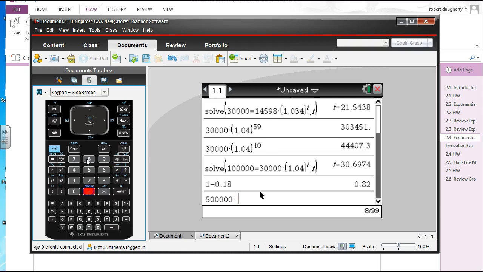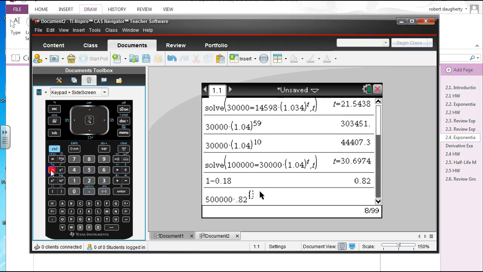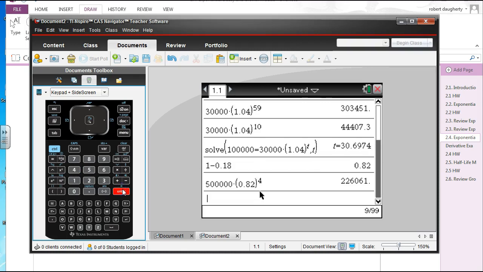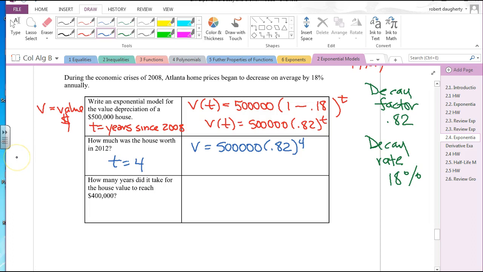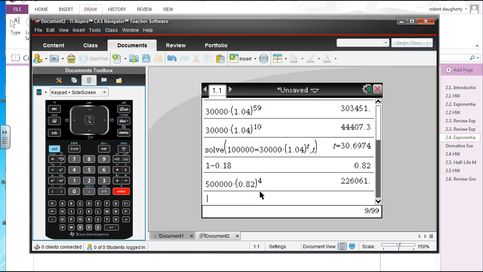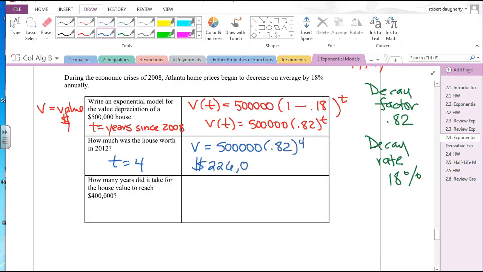500,000 times 0.82 raised to the 4th power is 226,061. Was that a good investment? A $500,000 house that 4 years later is worth 226,000. So, I mean, think about that. This was a real number in 2008.